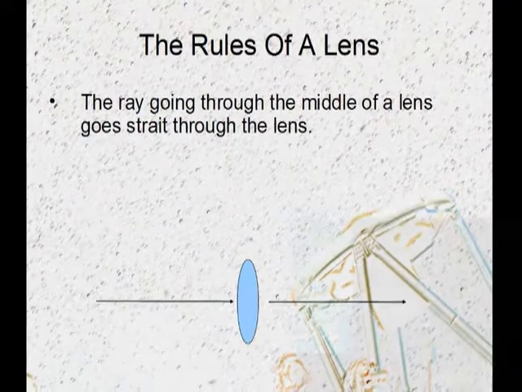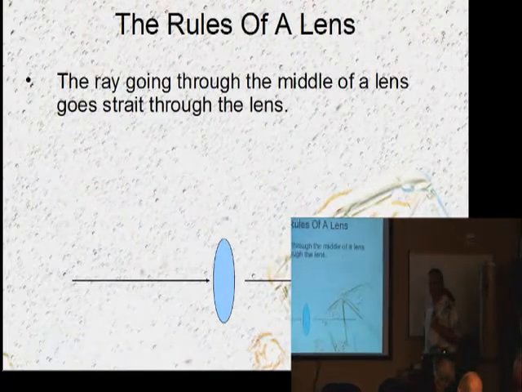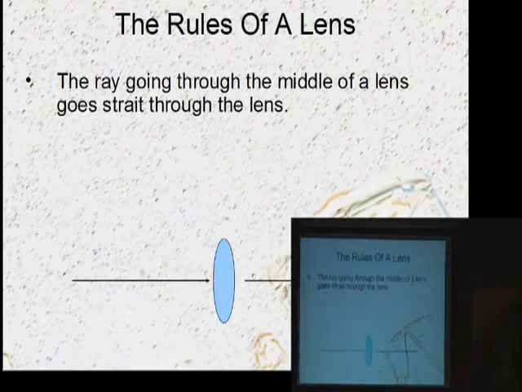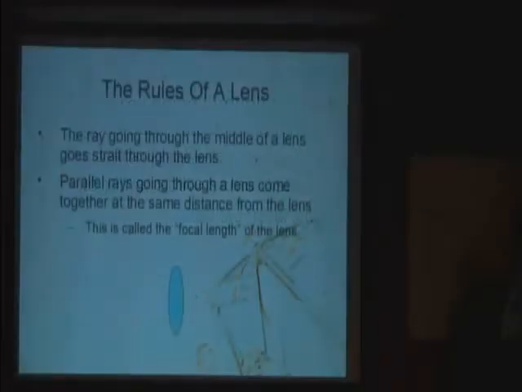A line going through the center of the lens will keep going straight. Okay, so if it goes right through the center of the lens, it goes through just like it was the pinhole. All right, so we can keep in mind that this is the ray that goes through the pinhole. The ray going through the middle of the lens goes straight through the lens. The parallel rays going through a lens come together at the same distance from the lens, and this is called the focal length. That distance is called the focal length.